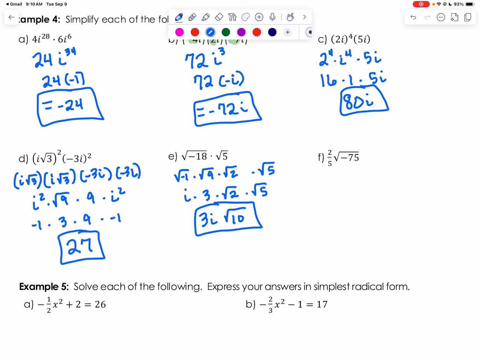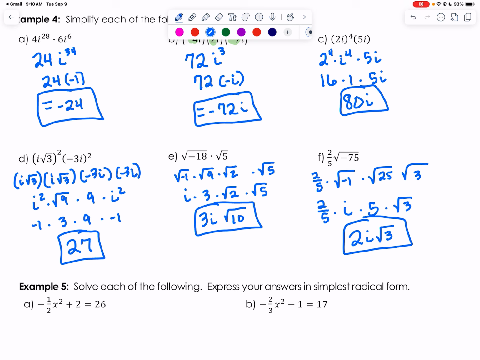Problem F. We have 2/5 times the square root of negative 75. So this will be 2 over 5. Now I'm going to simplify square root of negative 75. So I'll start by taking out the square root of negative 1. And for 75, I'm going to break that down to square root 25 times square root 3. So this would be 2/5. We know the square root of negative 1 is i. Square root of 25 is 5. And then square root 3. Now I'll multiply 2/5 times 5, and that will give me 2i square root 3.